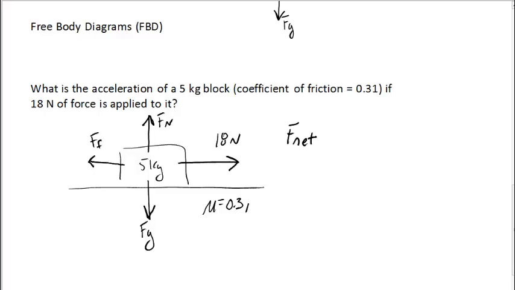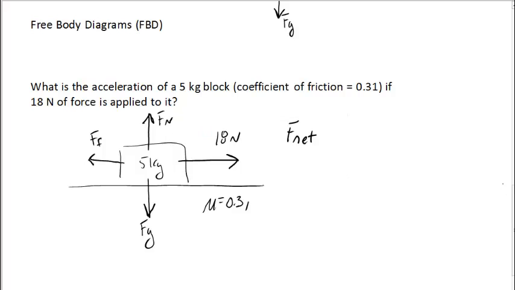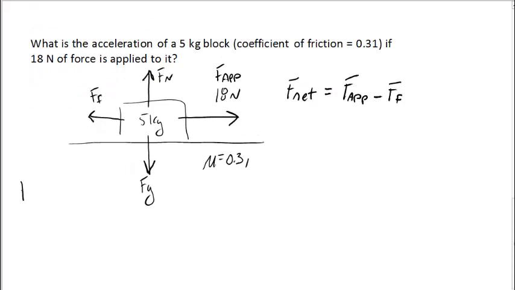So a lot of what we're doing is net force. What are all the forces we have here? What's left over? I know the normal force and the force of gravity cancel each other out. So the two forces that I'm really concerned about will be force applied and force of friction. So my net force, what I have left over, will be my force applied minus my force of friction. Now force of friction is proportional to the coefficient of friction times the normal force.